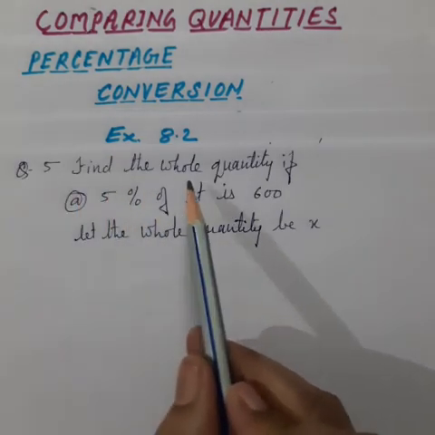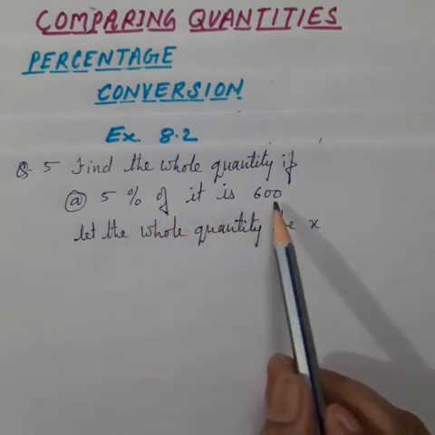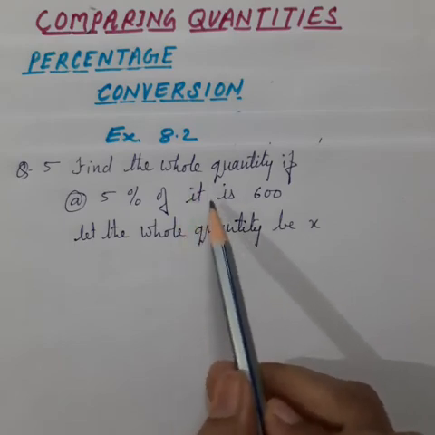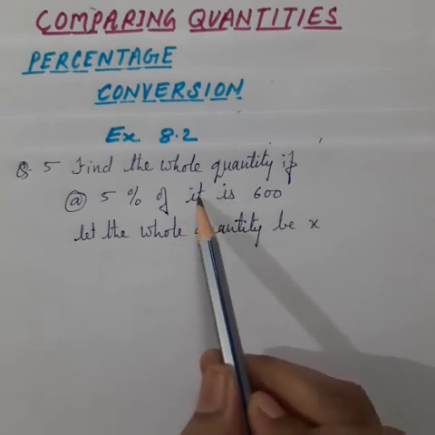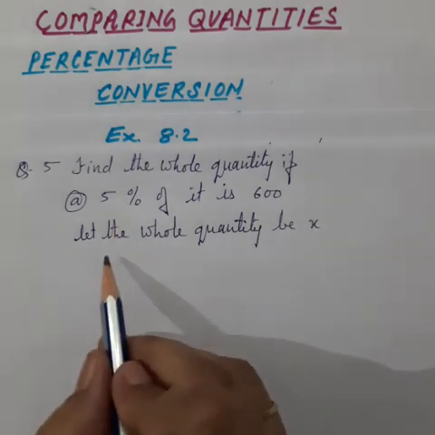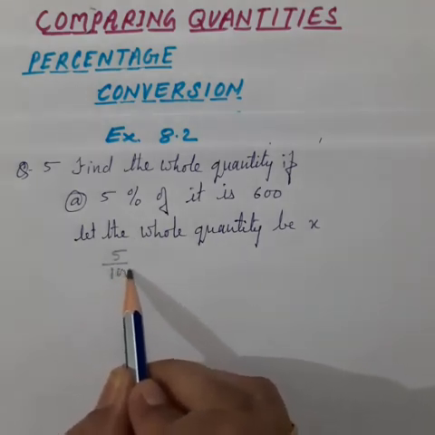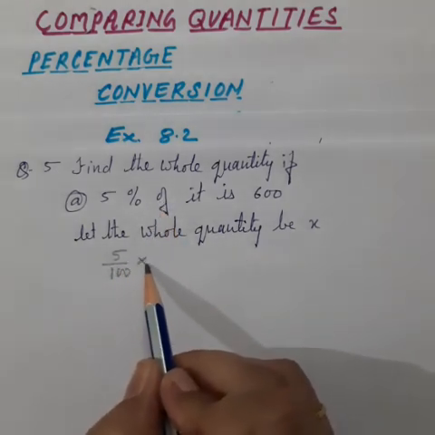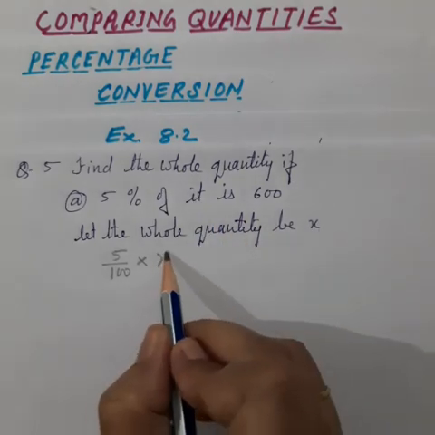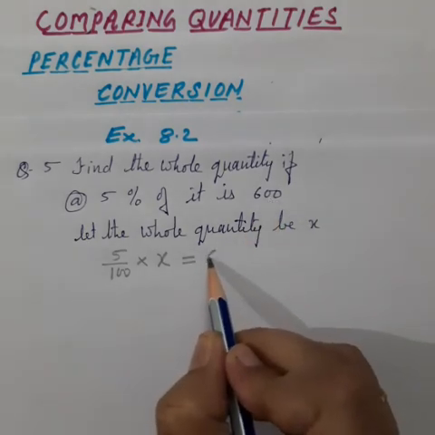Question 5. Find the whole quantity if A. 5% of it is 600. Here it is the whole quantity, an unknown quantity. So for that unknown quantity, we will take the variable x. Now write it again. 5 for percent, divide by 100. Of means into. It we have taken unknown x. Is means equal to, and this is 600.